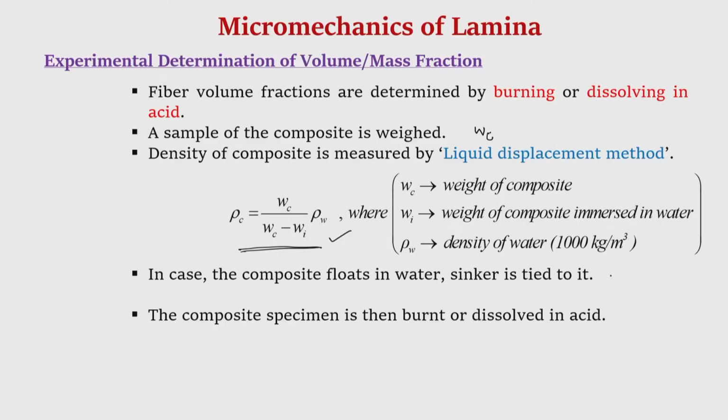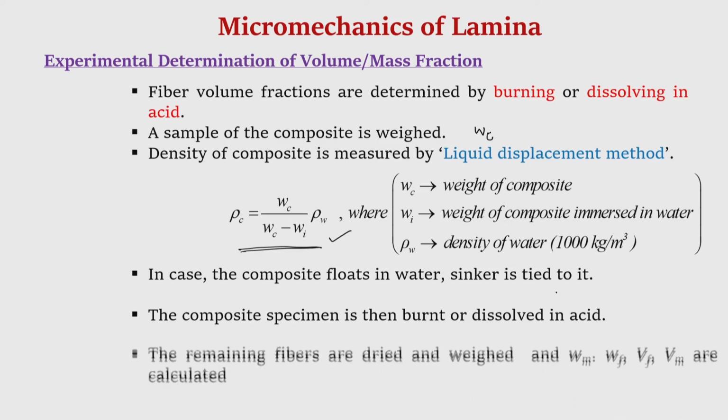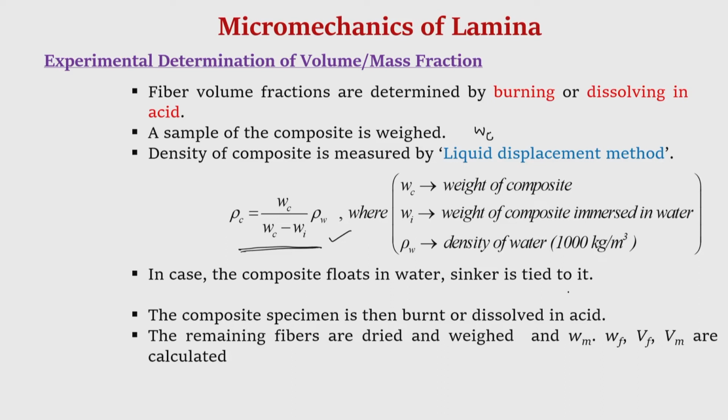Once the density is determined, we burn the composite. In burning, only the fibers are left, or the matrix is dissolved in acid so that only the fibers are left. Then the fibers are weighed and we find the weight of the fiber W f. Therefore, we know the weight of the matrix, and from these relations we can find the volume fraction of the fiber and the volume fraction of the matrix. That is how, given a sample lamina, we could determine the volume fraction of the fiber in the lamina.